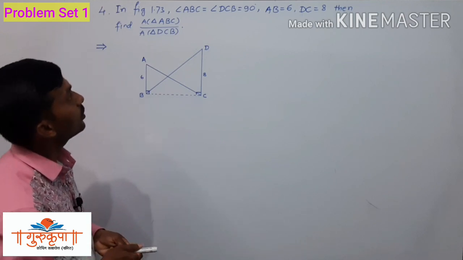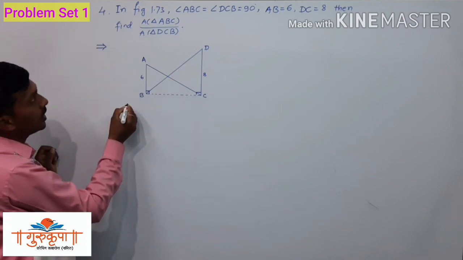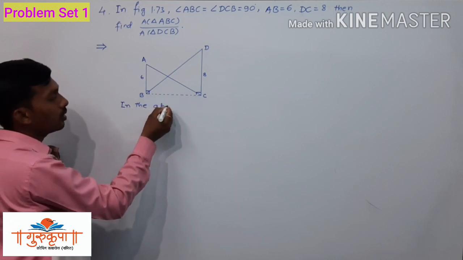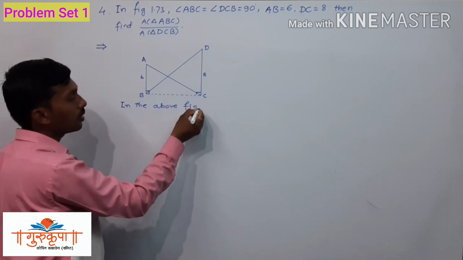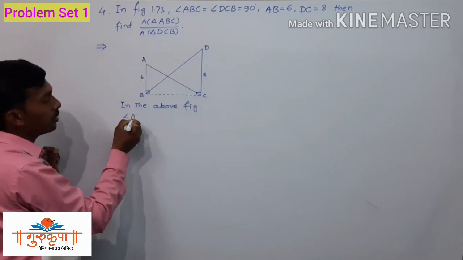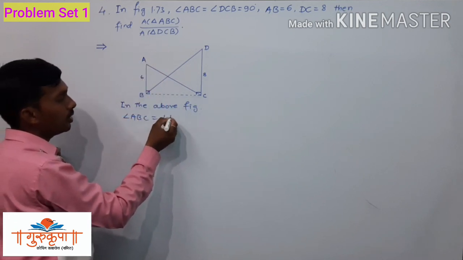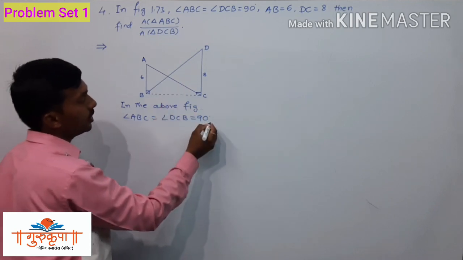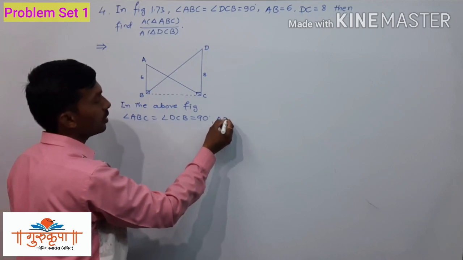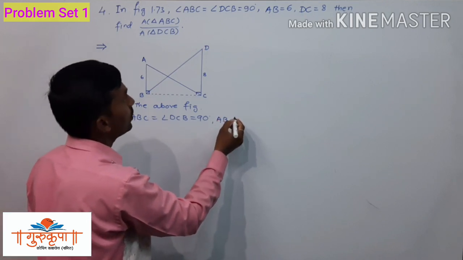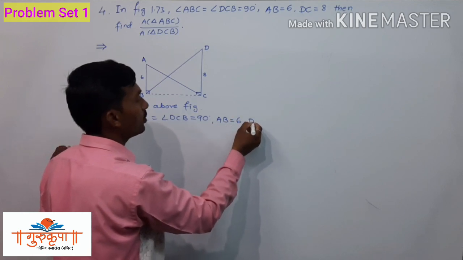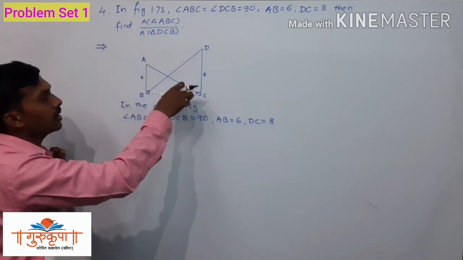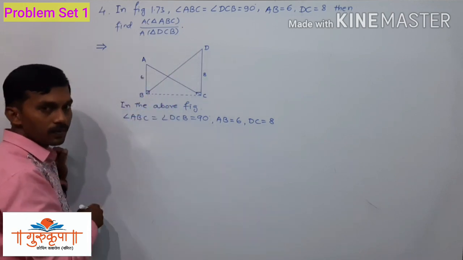First of all, we will write the information which we have available. Here we will write in the above figure, we have angle ABC is equal to angle DCB is equal to 90 degrees. We have AB is equal to 6 and DC is equal to 8, and we have to find the ratio of the areas of these two triangles ABC and DCB.